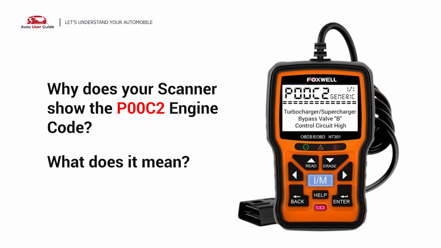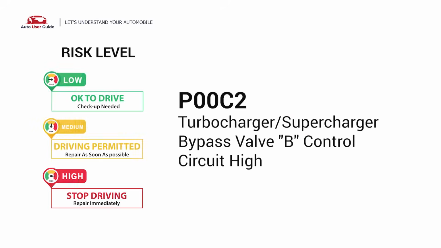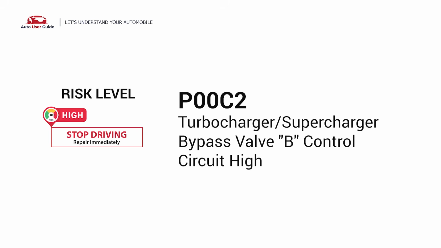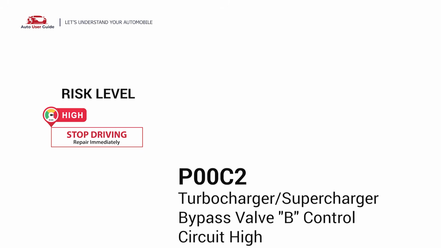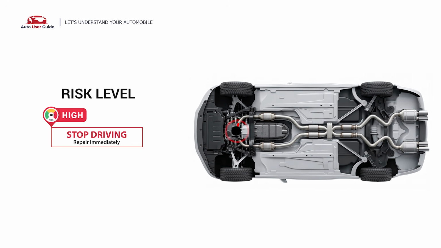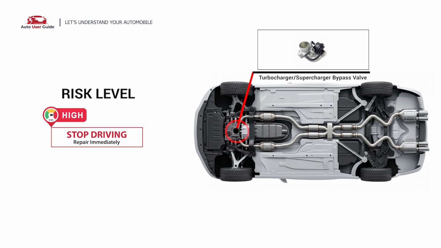Why does your scanner show the P00C2 engine code? And what does it mean? P00C2 is a diagnostic trouble code for turbocharger or supercharger bypass valve B control circuit high. This error code indicates the PCM or ECM has detected an abnormally high voltage signal in the turbocharger or supercharger bypass valve B control circuit. Under these circumstances, stop driving and repair your vehicle immediately.